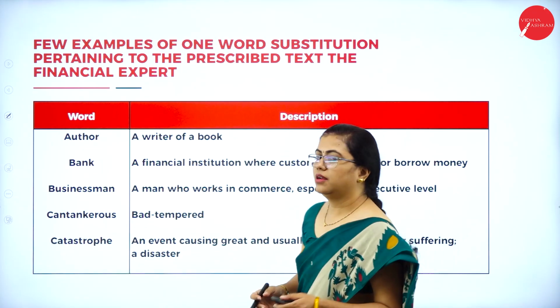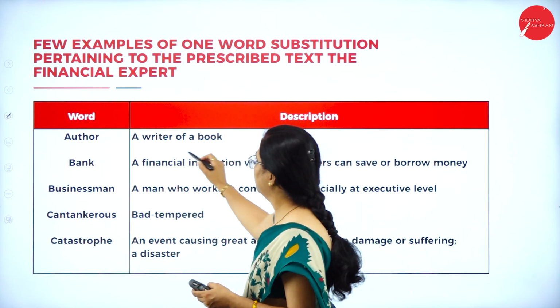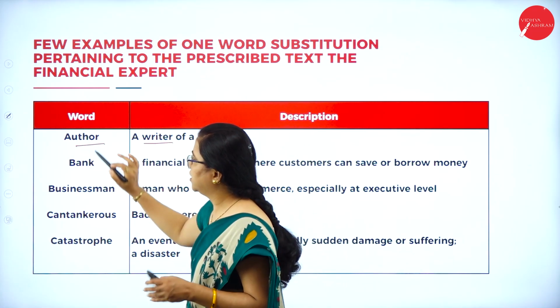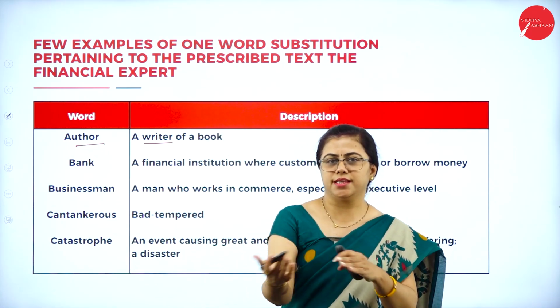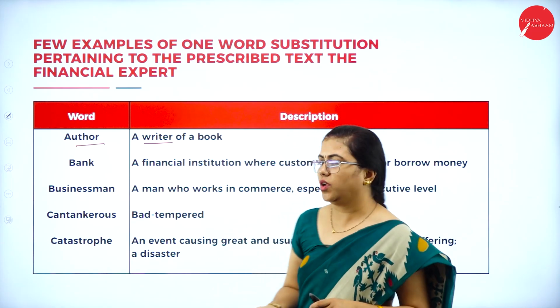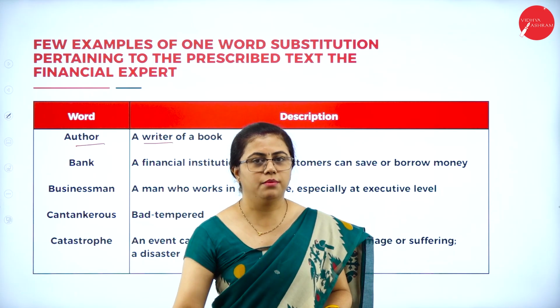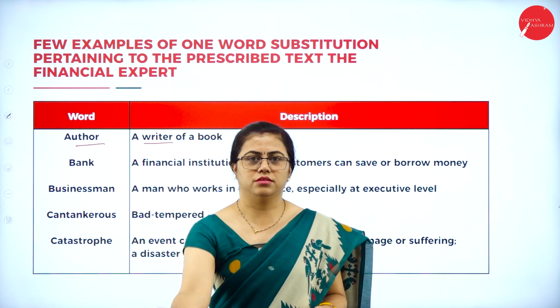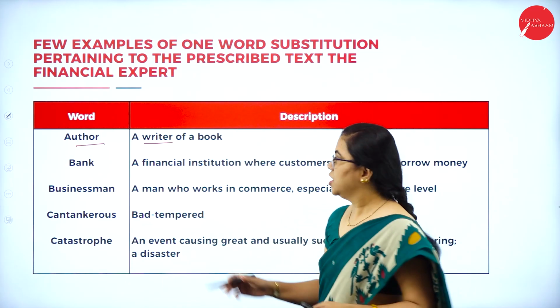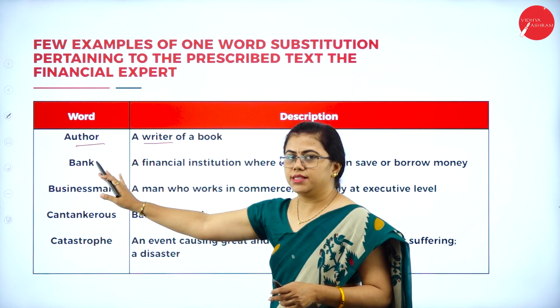Then author is the writer of a book. Writer, author, that should be in your mind. Charles Dickens is a great author, you can say. Any writer for that matter, you can even say R.K. Narayan, because you have it in your text. So you can take that as the sentence.